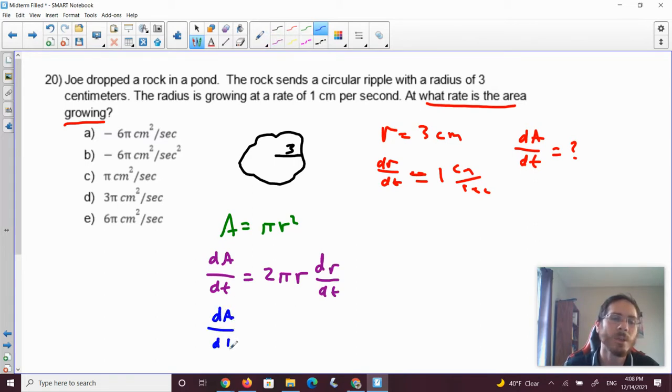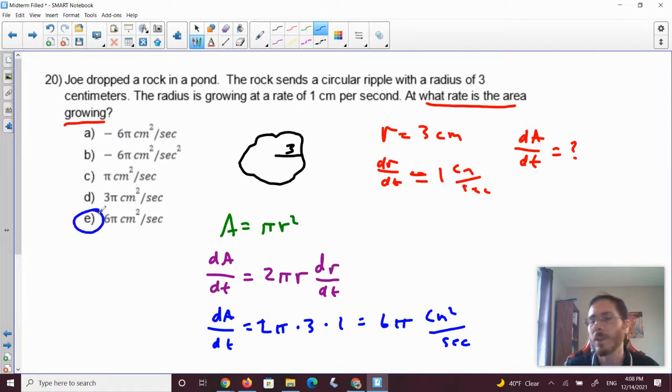And then we just have to fill in. dA/dt is what we're trying to find. 2 is going to stay as 2. Pi is going to stay as pi. The radius is going to be 3. And then dr/dt in this case is going to be 1. So we'll end up at 6 pi. And since we're doing an area, we're going to do centimeters squared per second. All right, and there we are. That is choice E. So we got E. Pretty cool one, a nice related rates question. So number 20 is a good one.